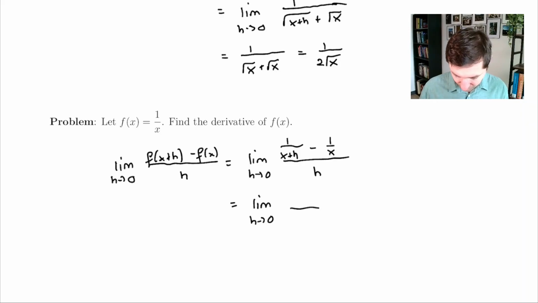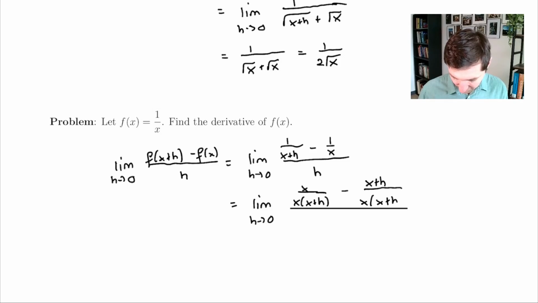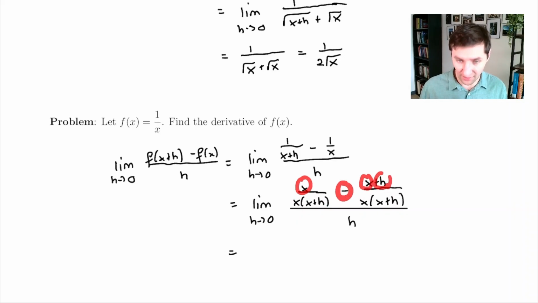And I will get, in the first fraction, x in the numerator and x times x plus h in the denominator. In the second fraction, I will get x plus h in the numerator and x plus h in the denominator. Everything gets divided by h. Because the fractions at the top have the same denominator, I can subtract their numerators, and I will get x minus x minus h. This minus applies to both terms. This means x and negative x go away, so all I have left in the numerator is negative h.